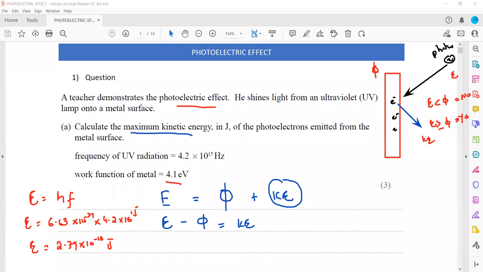Now we have to find the work function. The work function is given, but in the question it is given in electron volts. We have to convert this electron volt into joules, because when we subtract the two quantities, they should be in the same unit. So how can we convert electron volts into joules? We have the relation that 1 electron volt equals 1.6 × 10^-19 joules.